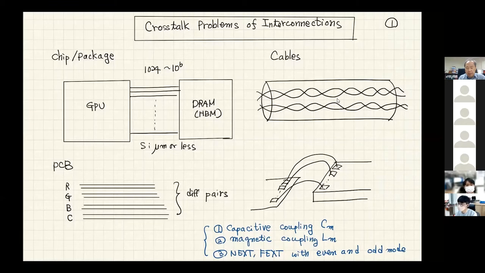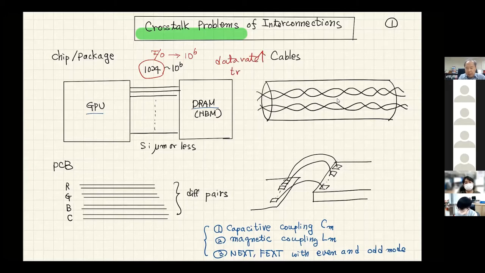This is a summary of why we have crosstalk problems. For example, in an HBM module between GPU and DRAM, we have more than 1000 IOs; the IO number is 1024. I believe that in the future, we're going to have more than 10^6 interconnections between GPU and DRAM. At the same time, data rate will increase significantly. That means the rising time and falling time of signals will become shorter and shorter, in the range of picoseconds, or in the future maybe 100 femtoseconds or lower.